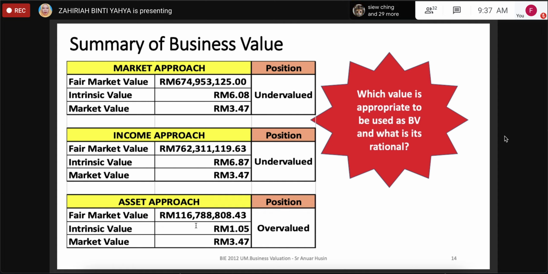Income approach. Kalau I pun I ambil income approach, ya. Tapi when you take income approach, you give justification why.